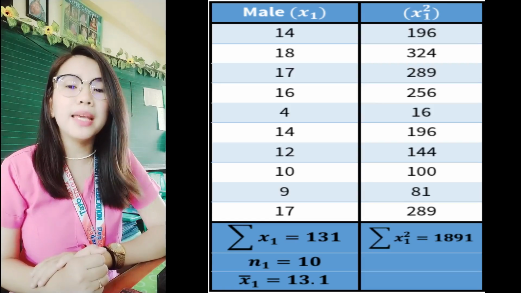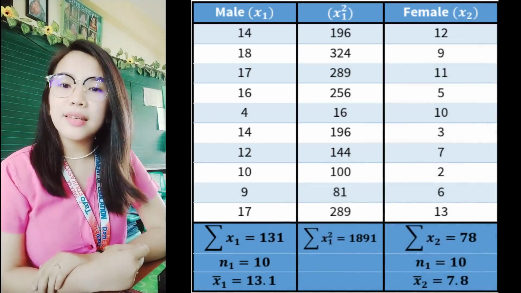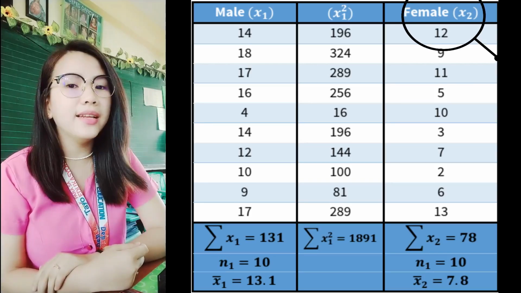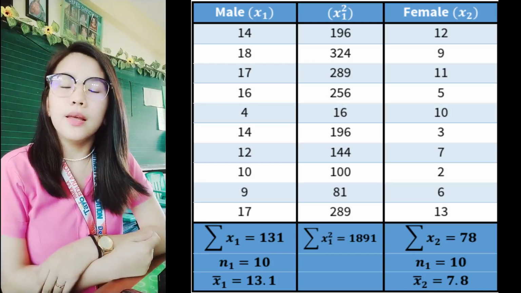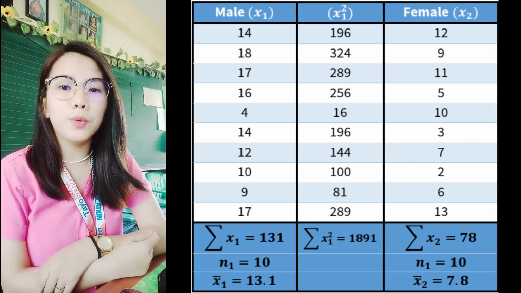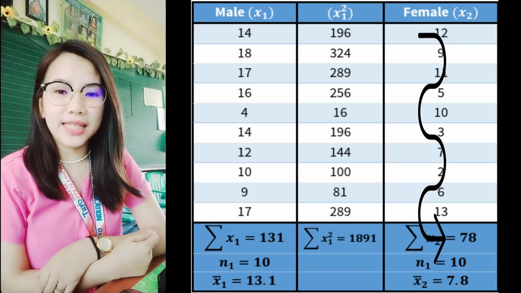Gagamitin natin yan mamaya sa ating solution. Next, sa ating third column, ang ating x sub 2 naman, kung saan ilalagay natin yung scores ng ating mga female respondents. The same with our first group, we will find the total. So, ang total ng lahat ng scores nila is 78.